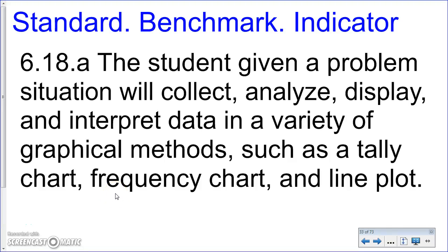Today we are looking at frequency charts and line plots. So please copy down the standard benchmark indicator on the next page in your math notebook. The student, given a problem situation, will collect, analyze, display, and interpret data in a variety of graphical methods, such as a tally chart, frequency chart, and line plot. You can pause the video here to give yourself time to copy down the SBI.